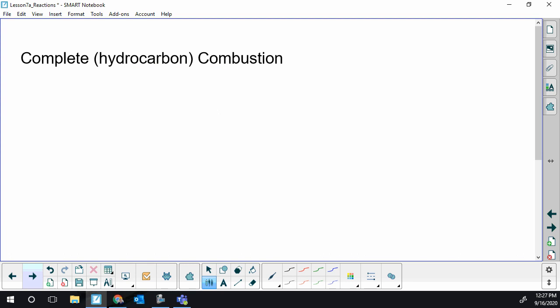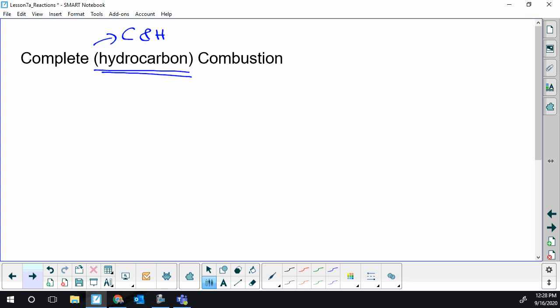Complete combustion, hydrocarbon combustion. So what are hydrocarbons? We'll spend a whole unit in grade 12 just on hydrocarbons. They are compounds of C and H. They're your fuels. You go to the gas station, you buy fuel. You want to go camping, you buy camping fuel. You fill up your barbecue tank. All of those are hydrocarbons.